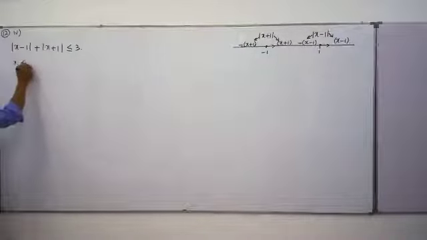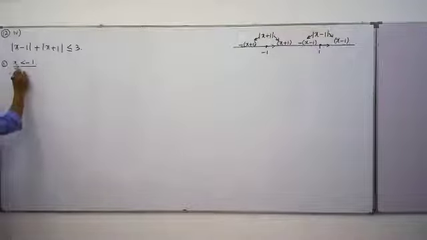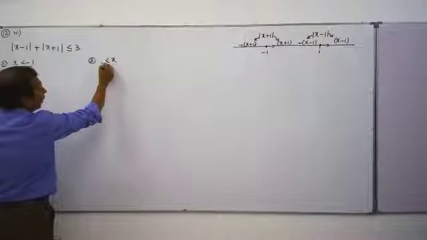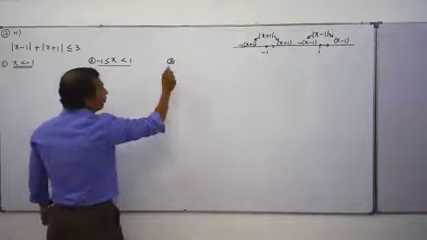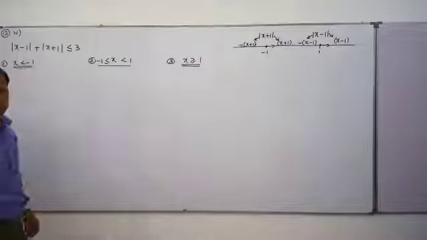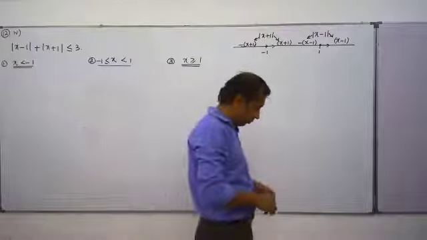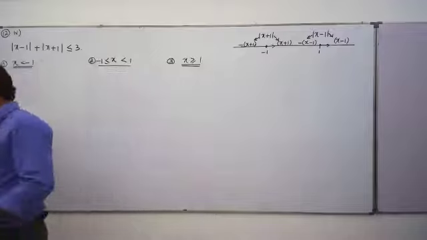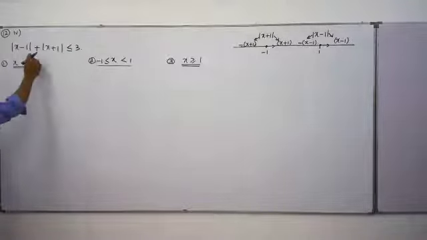X less than minus 1 region is the first region. Second region, x greater than or equal to minus 1 and less than 1. Third region, x greater than or equal to 1. Now for each interval, you have to write this inequality.